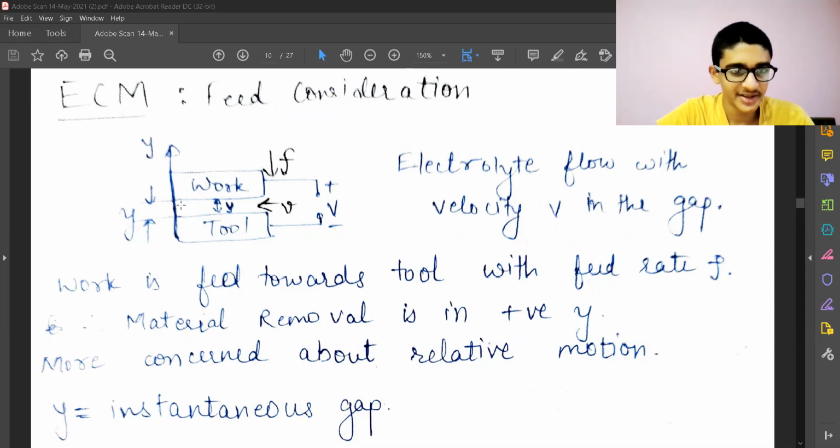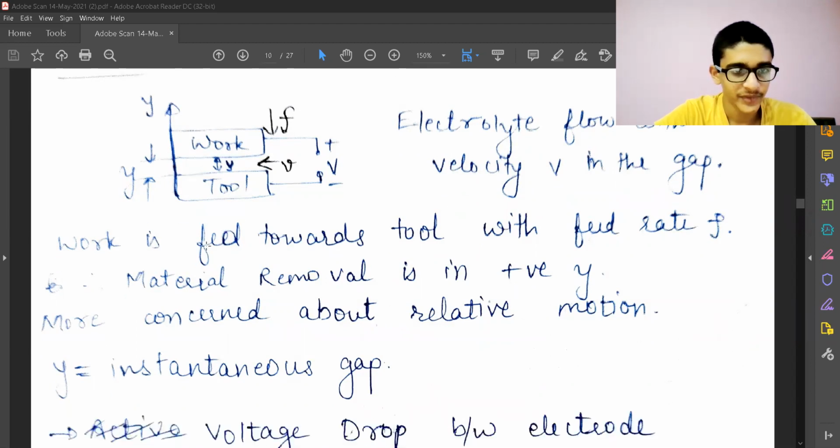And y is the distance between the tool surface and the workpiece surface or the machining surface. So electrolyte flows with velocity v inside the gap, and work is fed towards the tool with feed rate f, that is what I have explained. And therefore material removal is in the positive y direction. That's why I have done that. Otherwise we can take it opposite also. And we are more concerned about the relative motion. That's why we can do this flip also.